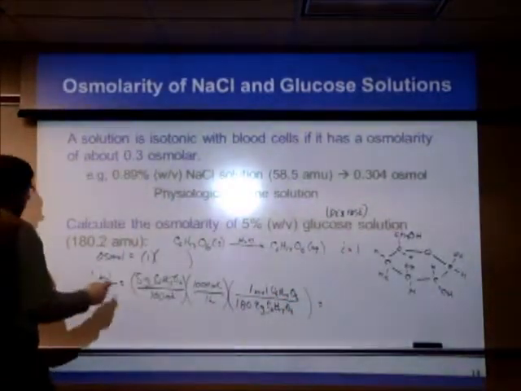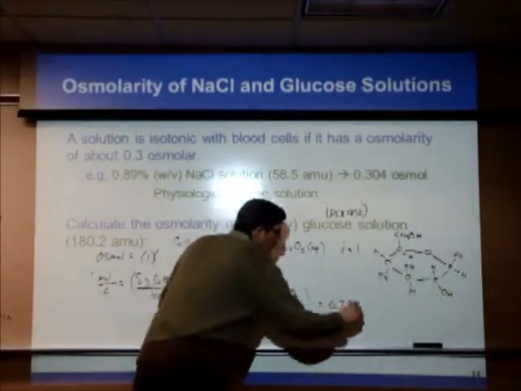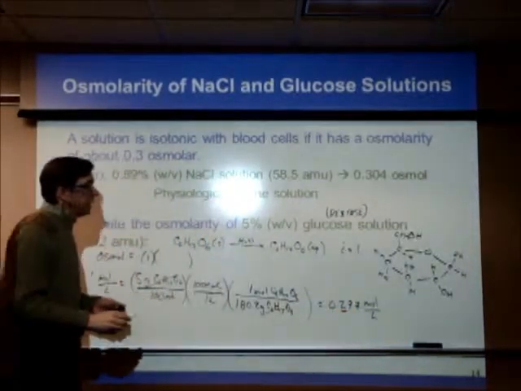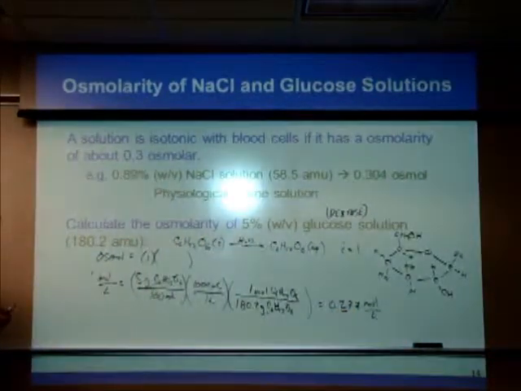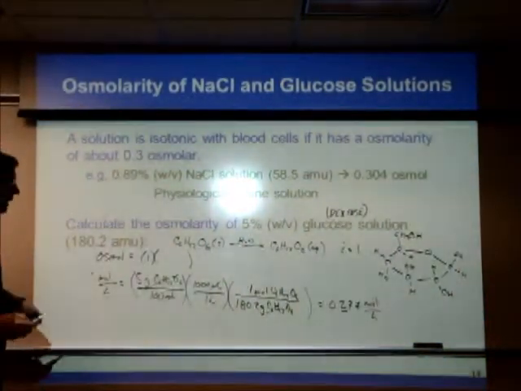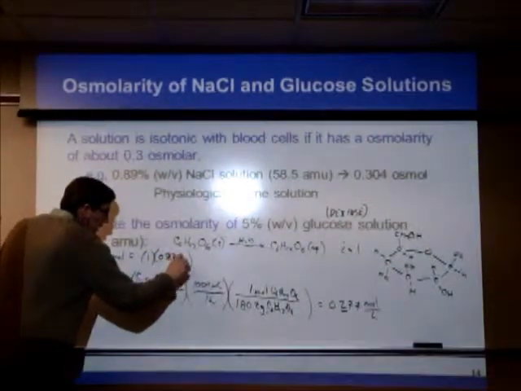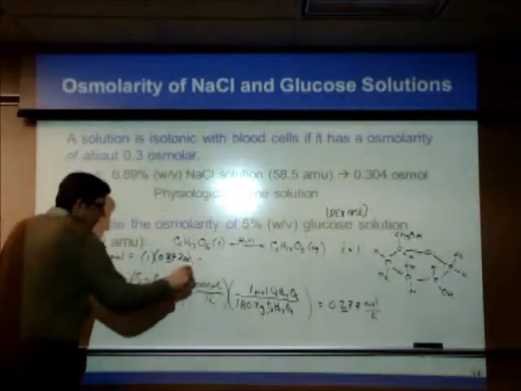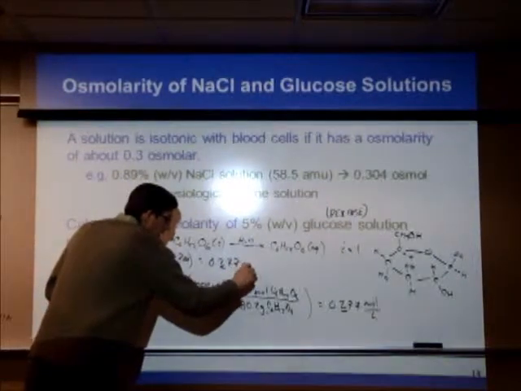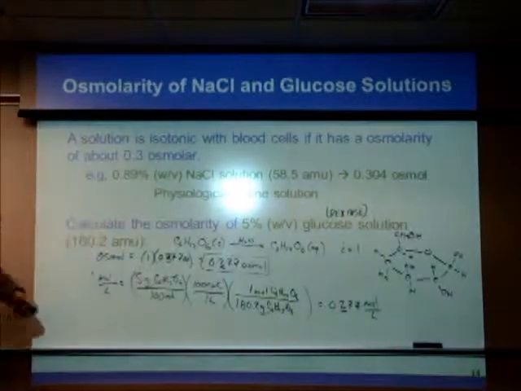And if I put this into a calculator, I come out with 0.277 mole per liter. And it's maybe not as high as you expected. This is an estimate of the value. All of these are estimates. So it's about 0.3 osmolar. And so if I put the 0.277 in here, you see that it's a 0.277 osmolar solution. And so it's comparable.